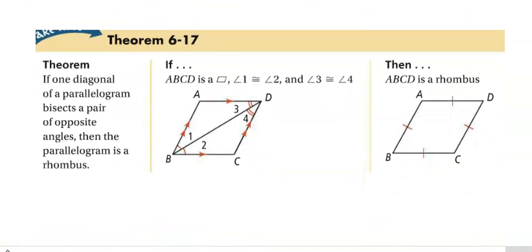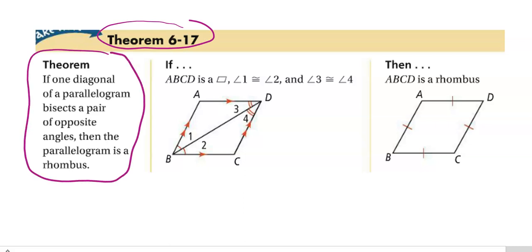Theorem 6.17. If one diagonal of a parallelogram bisects a pair of opposite angles, then it is a rhombus as well. So all we need is one diagonal, but once it's a rhombus, then both diagonals will actually do that. So, but you only have to look for one with theorem 6.17. Again, if you know that it bisects, then you can assume that all the sides are the same, and that might help you to find some missing parts if needed.